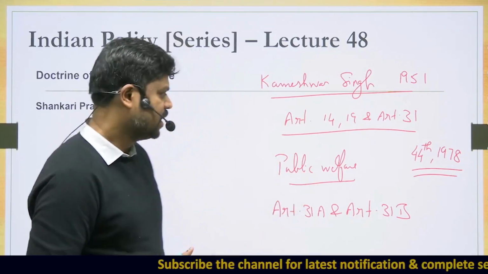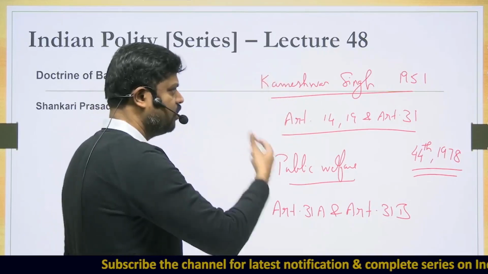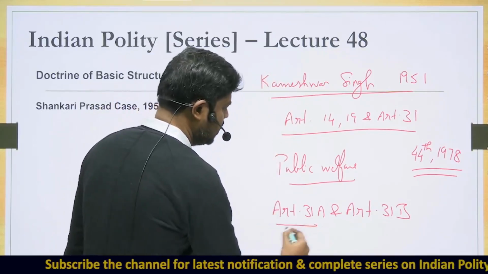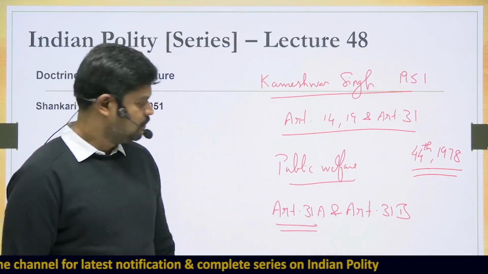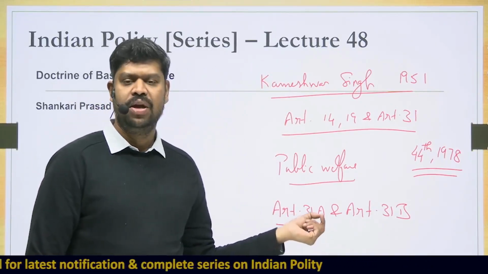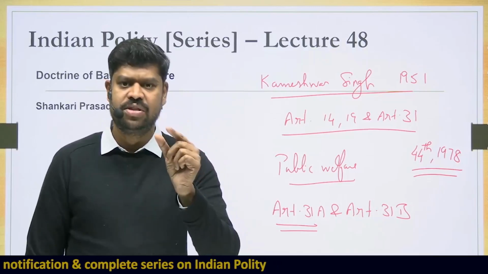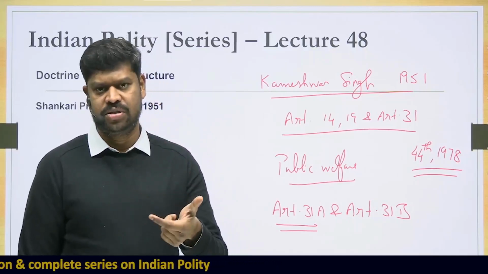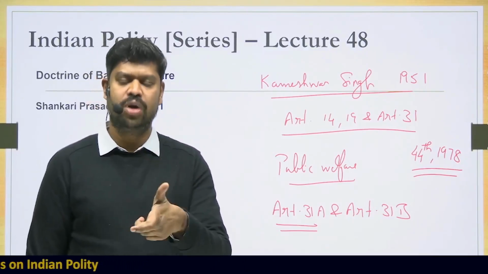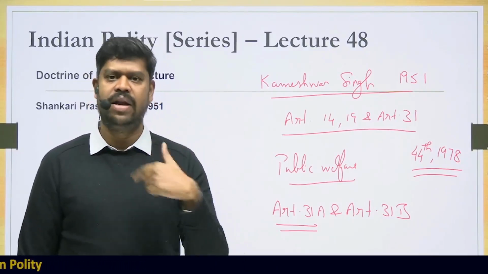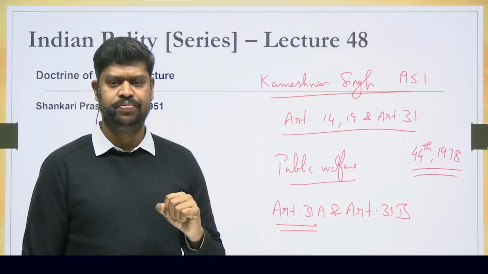So what is Article 31A? It is the result of the Kameshwar Singh case. It was inserted by the first Constitutional Amendment Act, as I already said. Article 31A saves certain categories of laws, especially those related to agrarian reforms, and to the acquisition of estates and the management of those estates by the state.